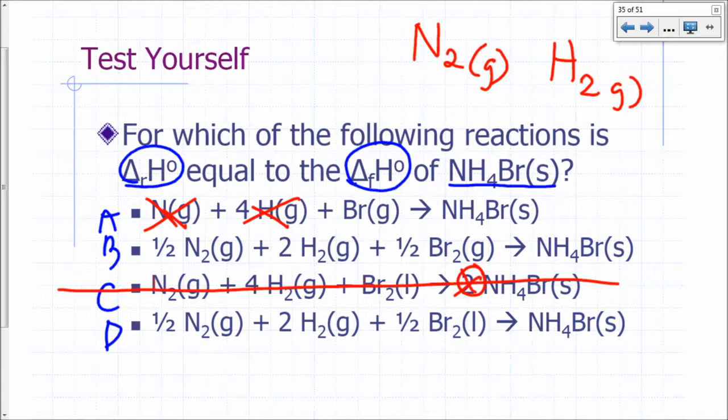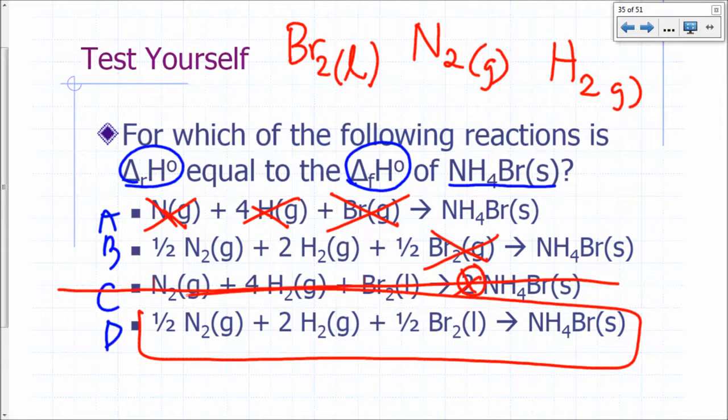What's the most stable form of bromine? Br2 is also diatomic, but it's a liquid. So this one is wrong. And this one is wrong. That's Br2 gas. And so, what's the correct answer here? D. And let's just make sure it's correctly balanced.